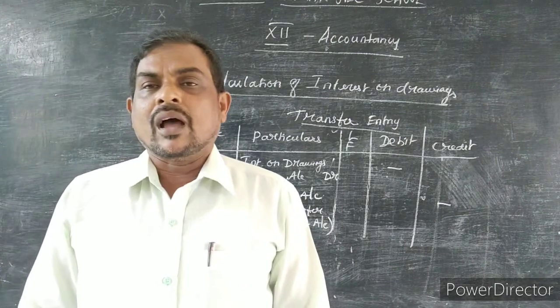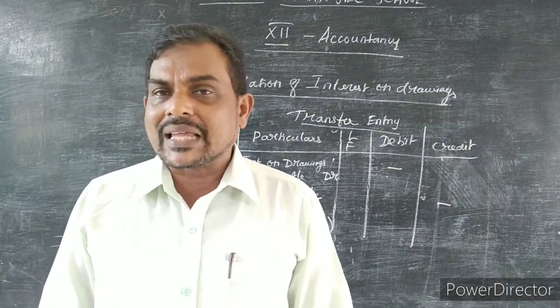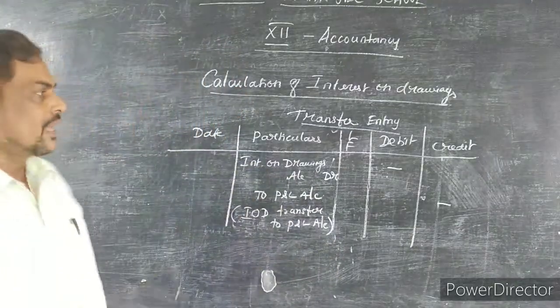In this sum we are going to calculate interest on drawings under the first method. What is the first method? Direct method.